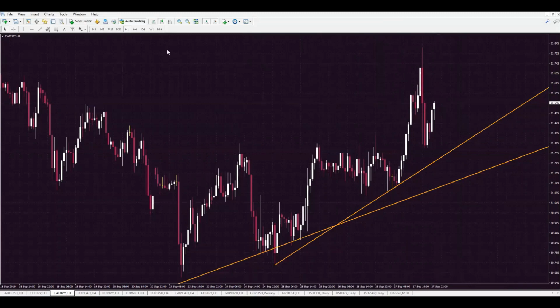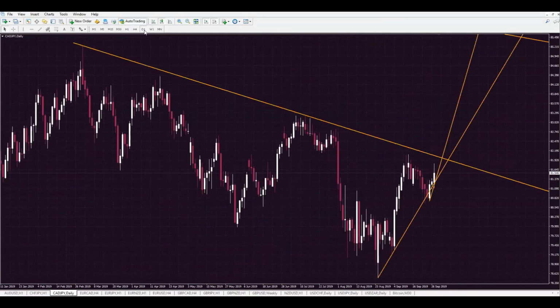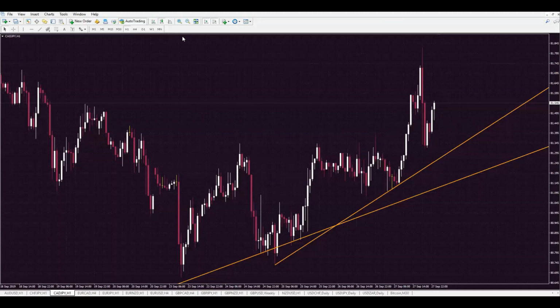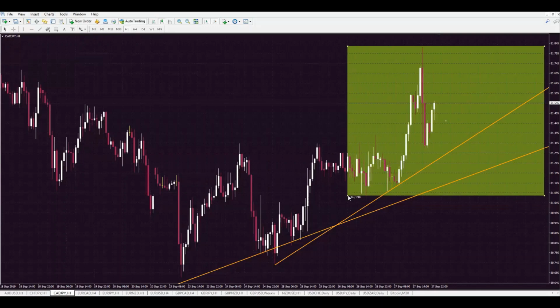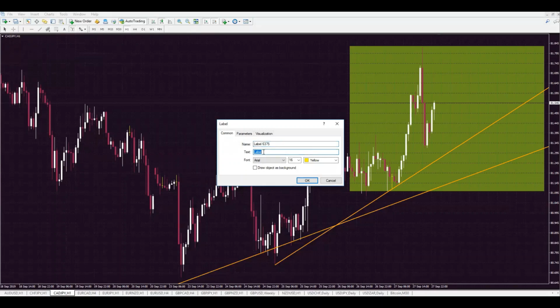But for me, I would actually be looking for... I'm actually a fan of this zone right here. So I would actually be looking for a strong break of this zone to either side.